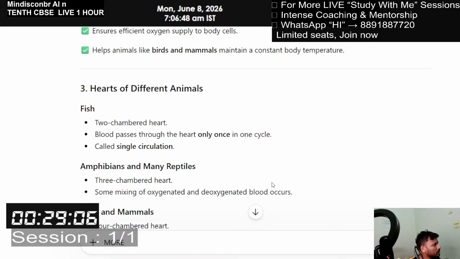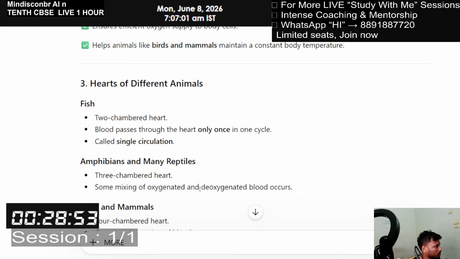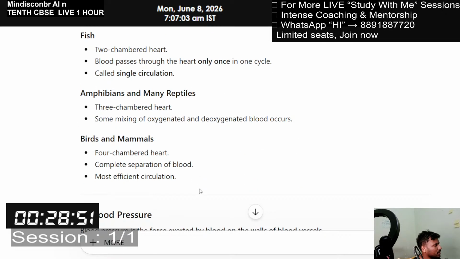Hearts of different animals. Fish have a two-chambered heart; blood passes through the heart only once in one cycle, called single circulation. Amphibians and many reptiles have a three-chambered heart, and some mixing of oxygenated and deoxygenated blood occurs. Birds and mammals have a four-chambered heart, and complete separation of blood occurs. Most efficient circulation.